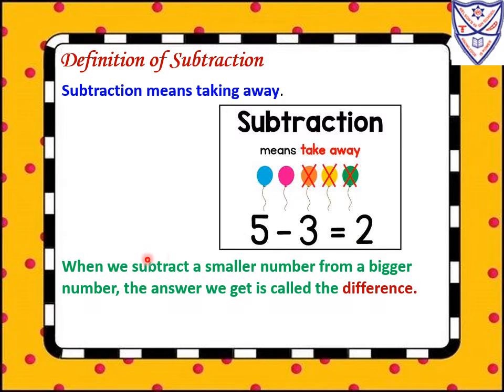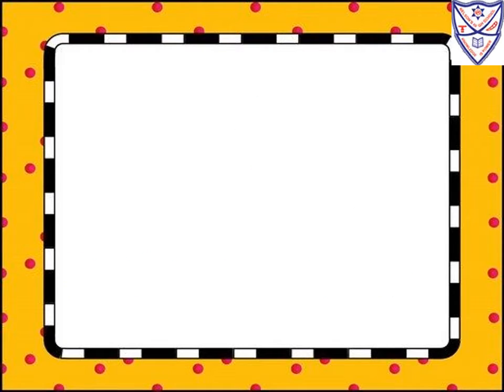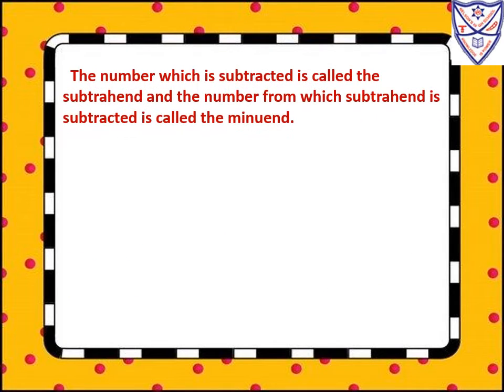So when we subtract a smaller number from a bigger number, the answer we get is called the difference. So here, what answer did we get? That is 2. So 2 is known as the difference. The number which is subtracted is called the subtrahend, and the number from which the subtrahend is subtracted is called the minuend. So let's see one example.